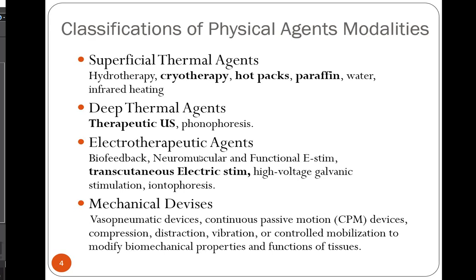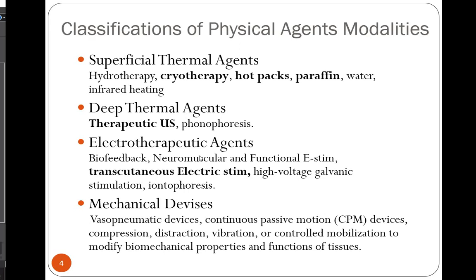Deep thermal agents, the classic example is therapeutic ultrasound, and another one that we don't have written here is shortwave diathermy. Those are modalities that produce heat deep in the tissue, 2 to 4 centimeters deep. So they go deeper than the skin into the tendons, the muscles, and joint capsules, etc.